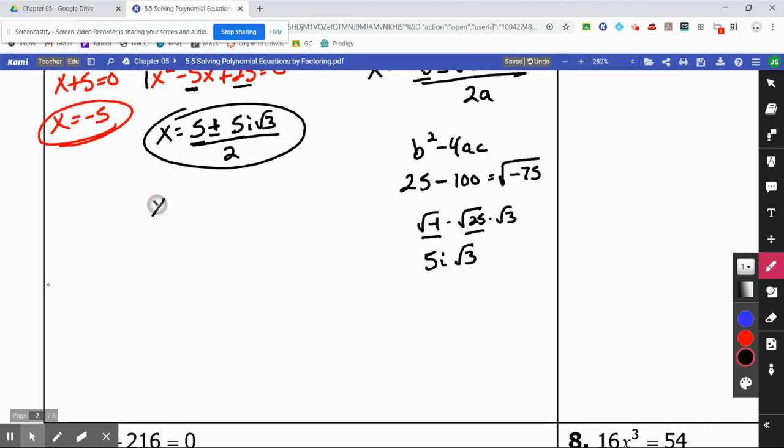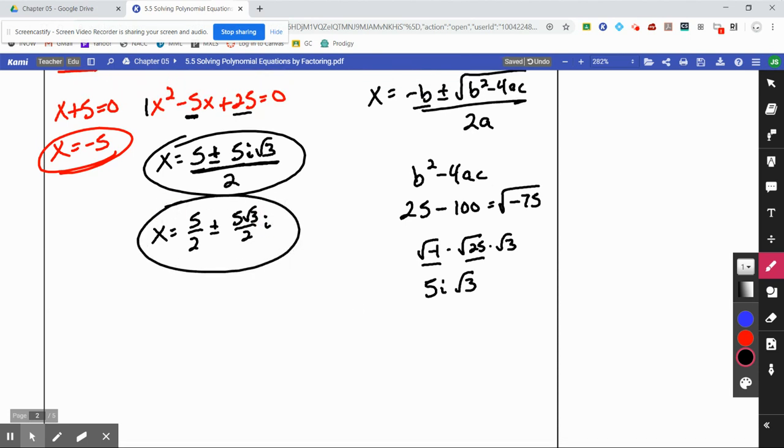Now, since those are complex numbers, because it has the i, if you'd like to divide it up into the 5 over 2, the real part, and the 5 root 3 over 2i, the imaginary part, you could write it like that as well.